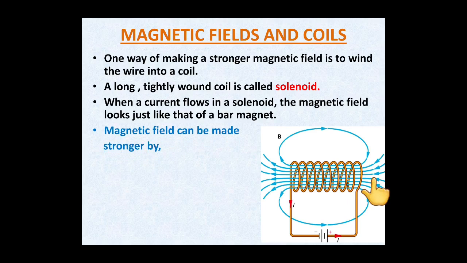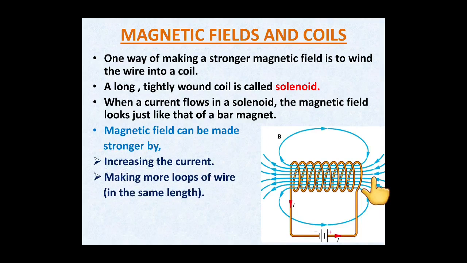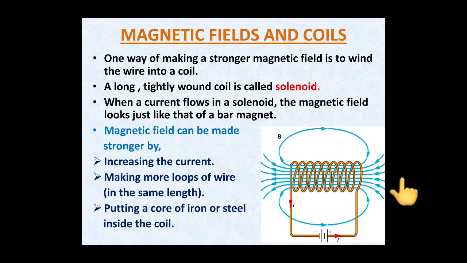The magnetic field can be made stronger by increasing the current flowing through it, making more loops of wire with the same length of the wire, and putting a core of iron or steel inside the solenoid.